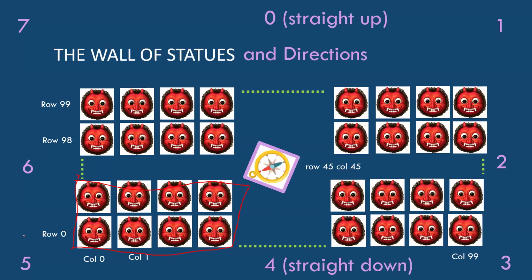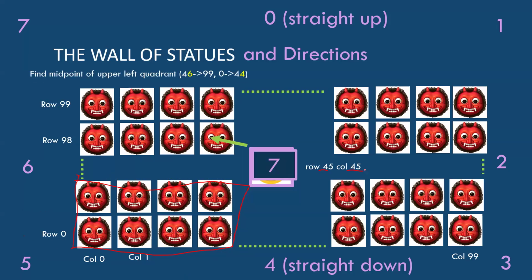So if it turns out that your compass function returns a 7 because you told it you were in 45 and 45, then you need to go in the direction of the 7. So you need to reduce your search range to be 46 to 99 rows and 0 to 44 columns, okay? So notice that, very key, +1, -1 on the range, okay?